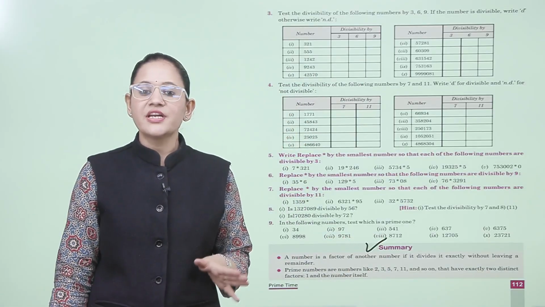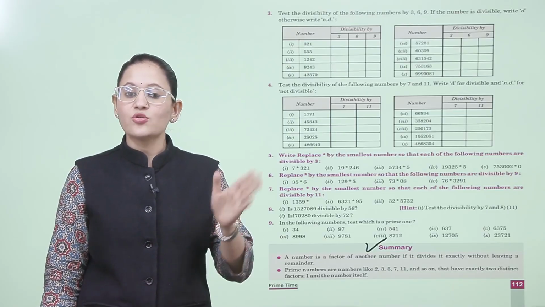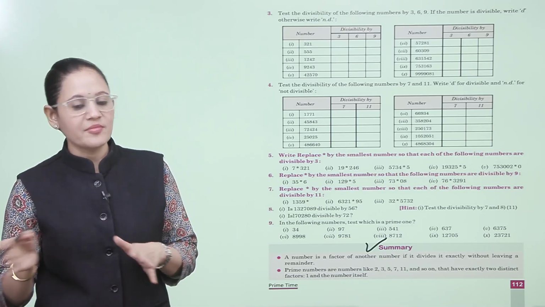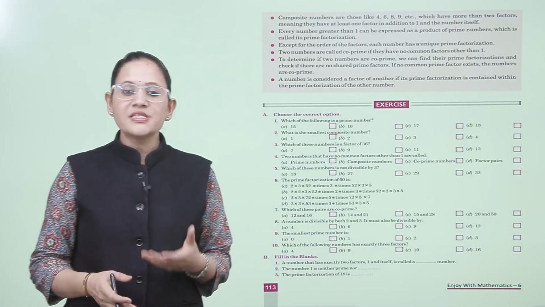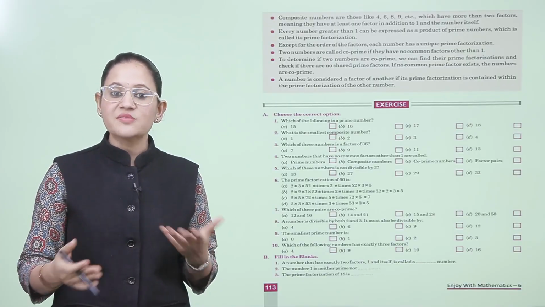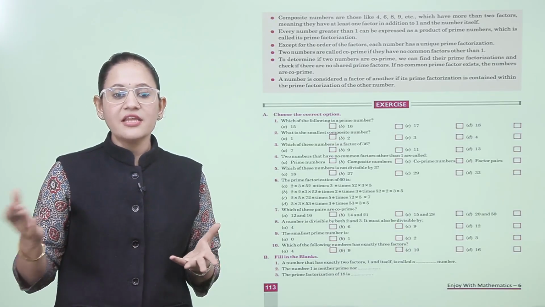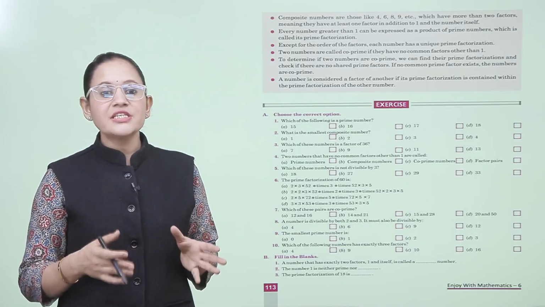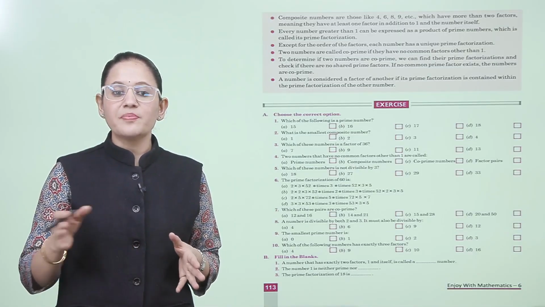A number is a factor of another number if it divides it exactly without leaving a remainder. Prime numbers are numbers like 2, 3, 5, 7, 11 and so on that have exactly two distinct factors, 1 and the number itself. Composite numbers are those like 4, 6, 8, 9 etc. which have more than two factors, meaning they have at least one factor in addition to 1 and the number itself. Every number greater than 1 can be expressed as the product of prime numbers, which is called prime factorization. Except for the order of the factors, each number has a unique prime factorization.